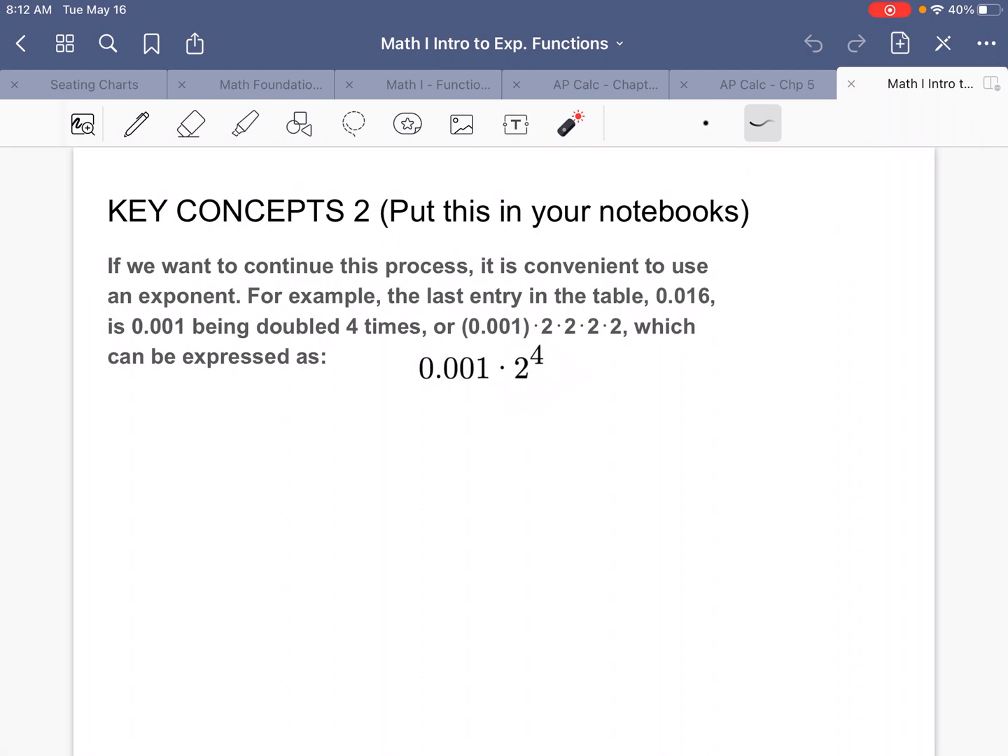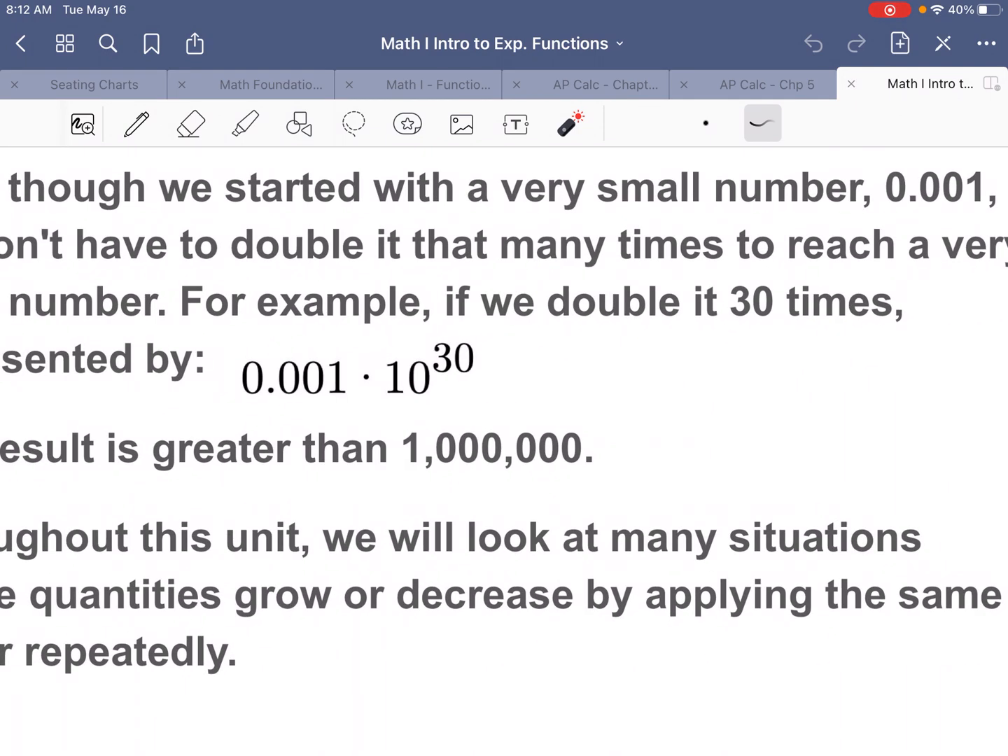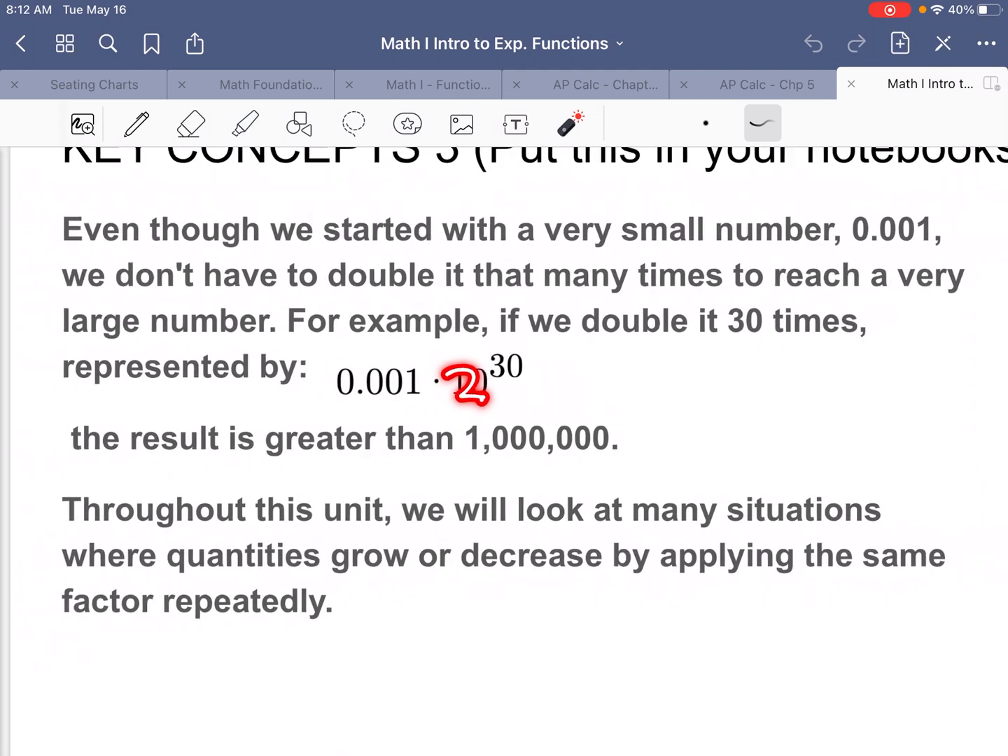Now, the reason why that's convenient is because what if we want to double it 30 times? Now, for some reason, this is a 10. That should be a 2. I don't know why I made that a 10. Anyway, times 2 to the 30th. That would represent doubling 30 times.